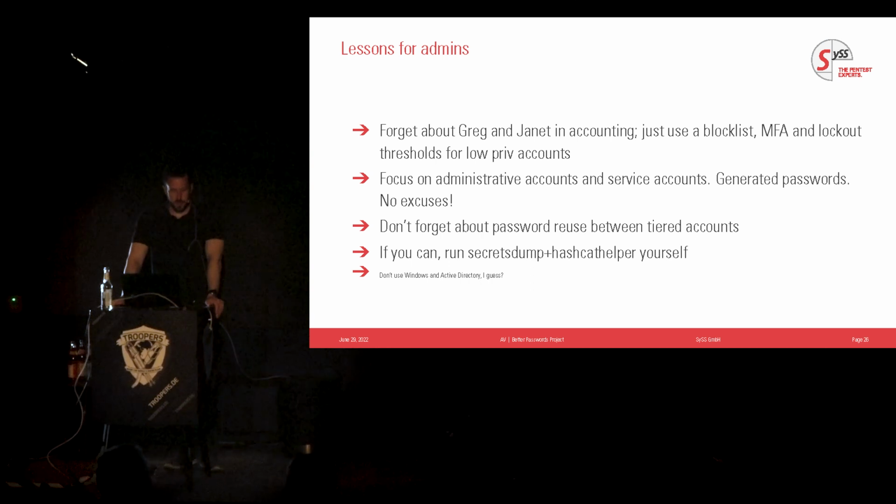Instead, you should focus on administrative accounts and service accounts, because you should have a tiered model anyway. At least every admin should have one privileged account and one unprivileged account, which means that administrative accounts and service accounts don't really log onto workstations. No one logs on in the morning with an administrator account, which means that they can use secure passwords. And by secure passwords, I mean randomly generated passwords.